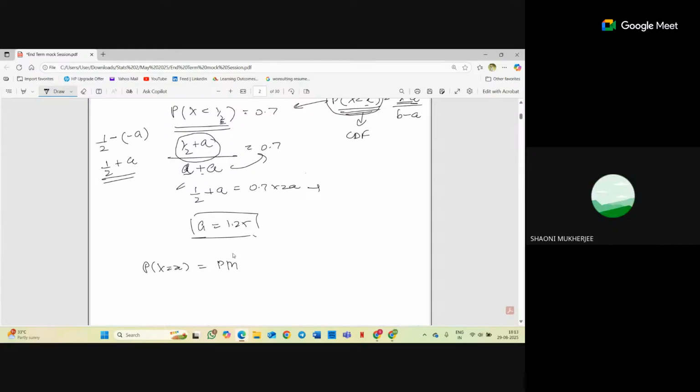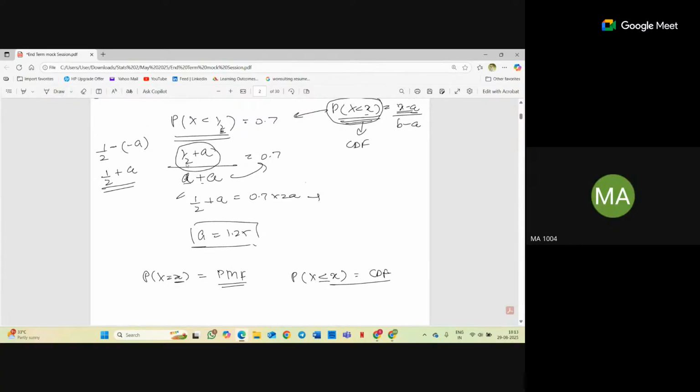How can it be both? It can be PMF, right? It is PMF. We are finding out the probability. Now, for CDF it's less than or equal to. So this will be CDF. Okay, now I'm clear.